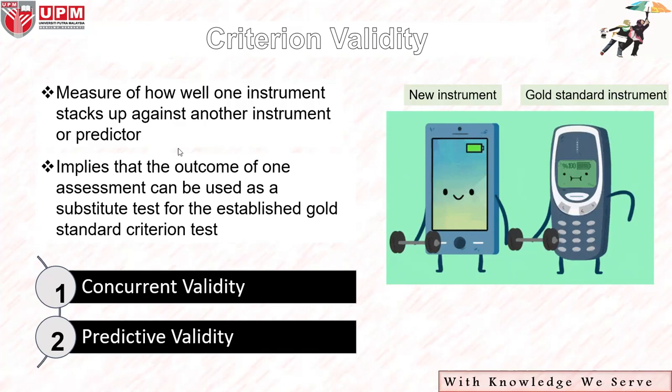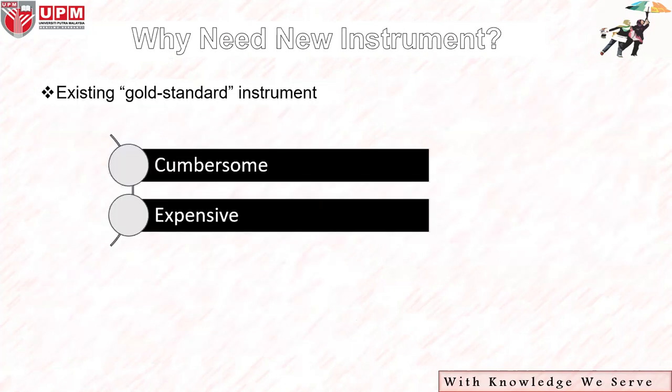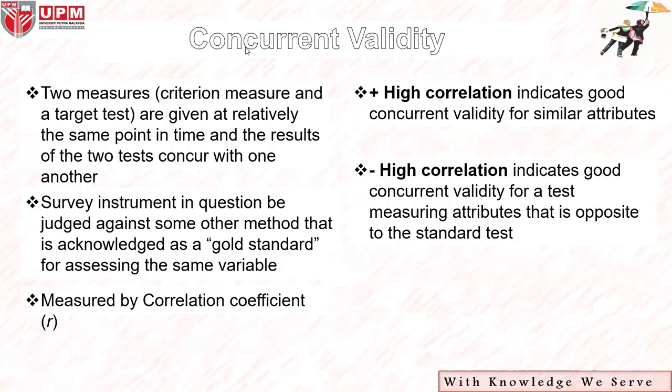So dia ada dua jenis, concurrent dengan predictive validity. Okay, criterion validity ni there are two types, concurrent and predictive validity. Okay, what is concurrent? Doctor. Yes. Syahadah dia.